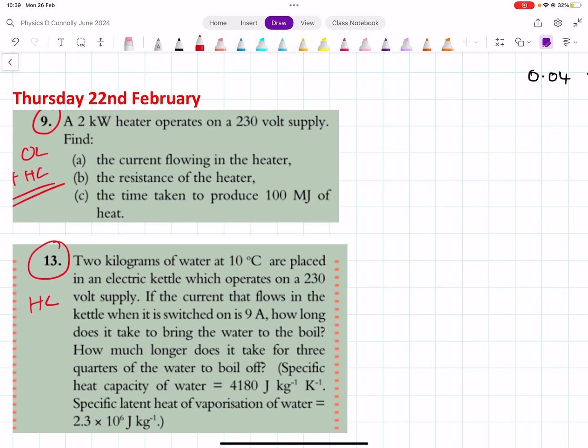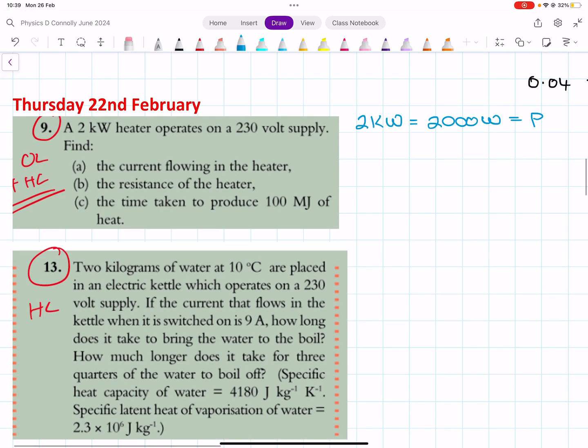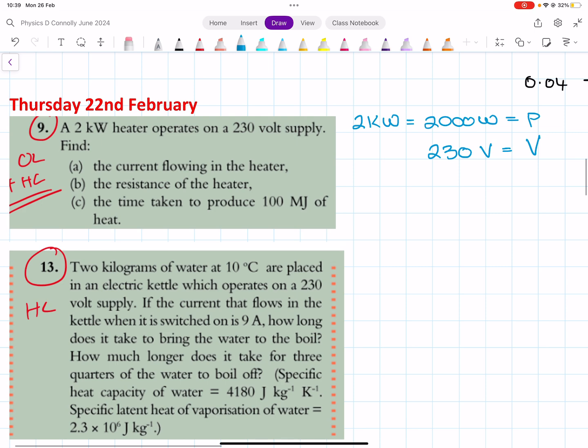Right, I just want to have a look at these questions because we didn't get around to doing them in class. So a 2 kilowatt heater. Before I do anything, I'm going to convert that into 2000 watts, and that's power. 230 volts. So 230 is my voltage. The current flowing in the heater.